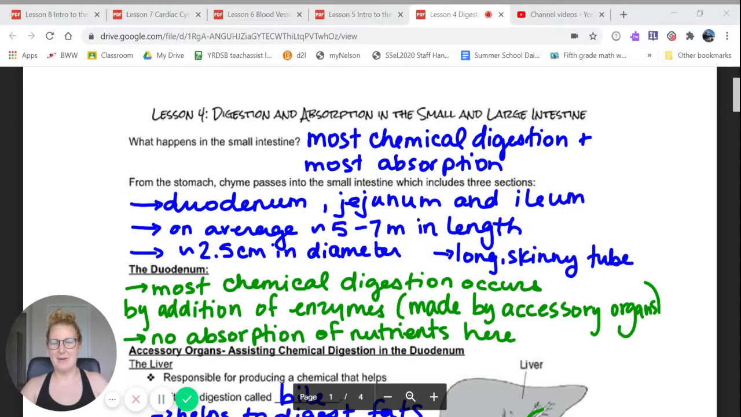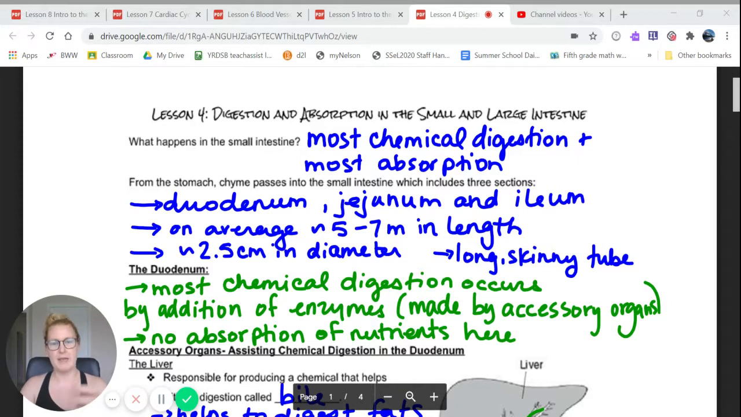Hey everyone, we are going to continue our trip through the digestive system. Last lesson we talked about the mouth and stomach specifically. Today we move into the latter parts, which are the small intestine, large intestine, and then ultimately how the waste leaves the body.